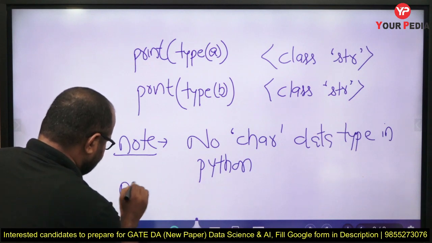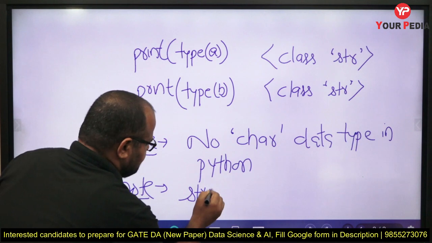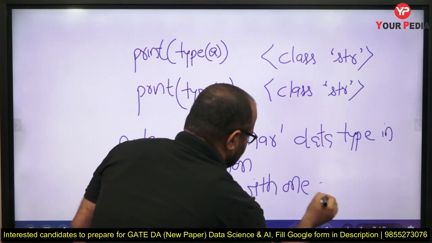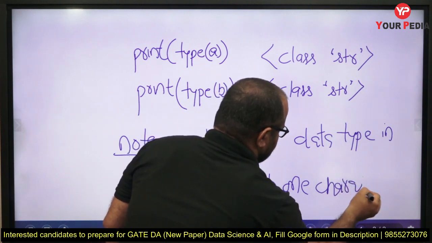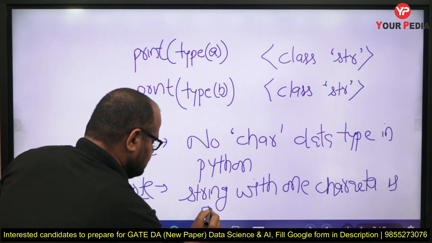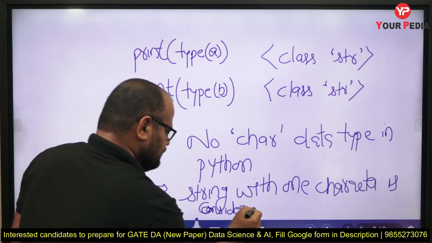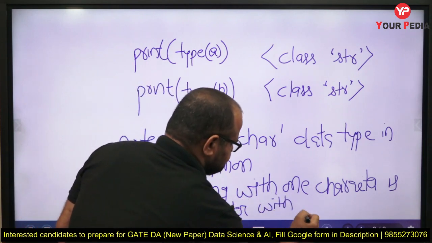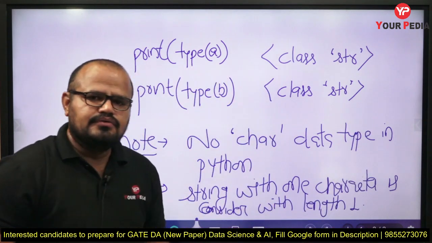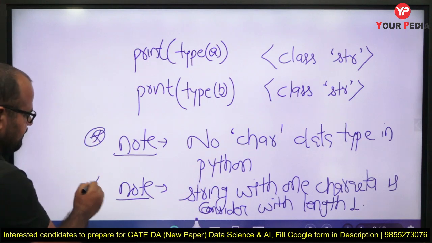Second note point: a string with one character is considered a string with length 1. Fine, my dear students, these are the two important note points to keep in mind.